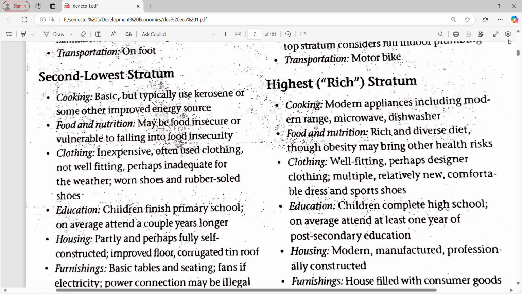Then we have the highest, rich stratum. Nearly a billion people live comfortably, often in developed nations, earning about $75 per day. They have formal employment, well-equipped suburban homes, access to advanced medical care, education, technology. With stable living conditions and high life expectancy, they enjoy a quality of life unimaginable to those in the lower strata.